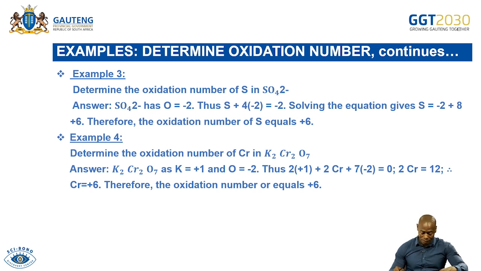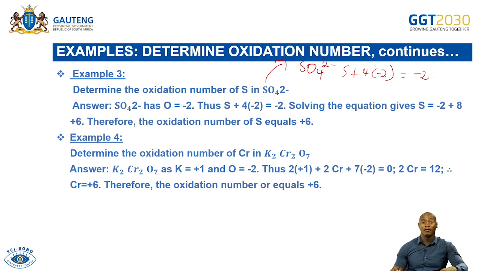Determine the oxidation number of sulfur in a sulfate ion. So this is SO4 2 minus. It's a sulfate ion, right? So how many sulfur atoms are we having in that sulfate ion? It's only 1. So I'll write S there, plus how many oxygen atoms am I having there? It's 4. And what is the oxidation number of oxygen? It is negative 2. But this should be equal to negative 2.